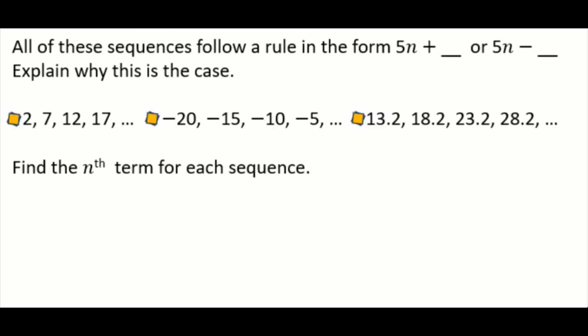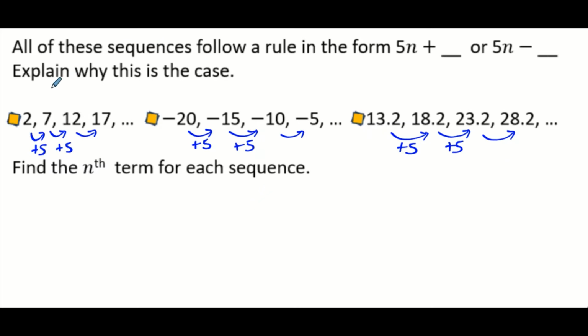This should be revision. Pause the video and have a go. So in all cases for these sequences, it seems that we are adding 5 each time to get from one term to the next. Although they're negative numbers, minus 20 add 5 is minus 15, minus 15 add 5 is minus 10, and so on. And here with these decimals, same thing again, 13.2 add 5 is 18.2, and so on.